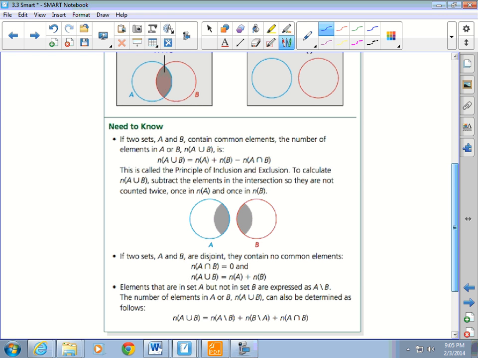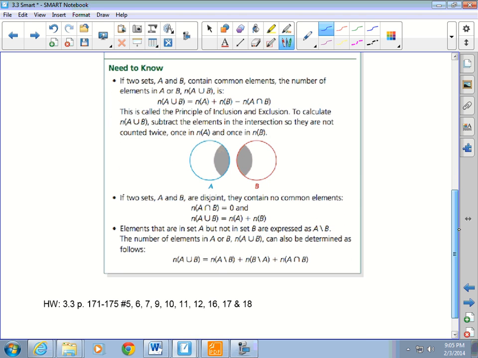Elements that are in a set A but not in set B are expressed as A slash B, which means A minus B. The number of elements in A or B, the number in A union B, can also be determined as follows: the number in A minus B, plus the number in B minus A, plus the number in A intersect B. So it's just a different way of writing it and getting the same answer.